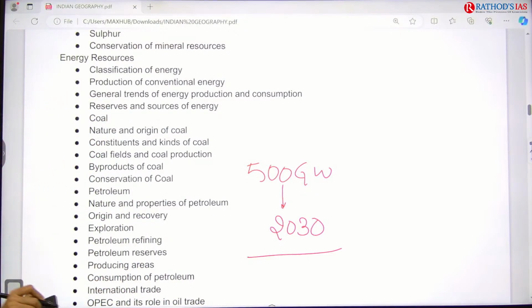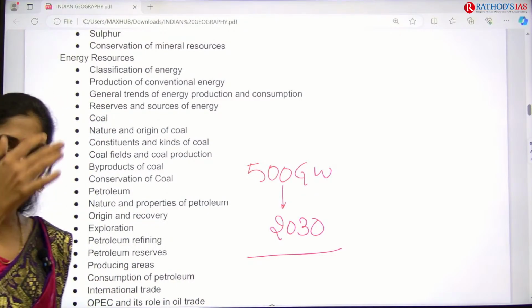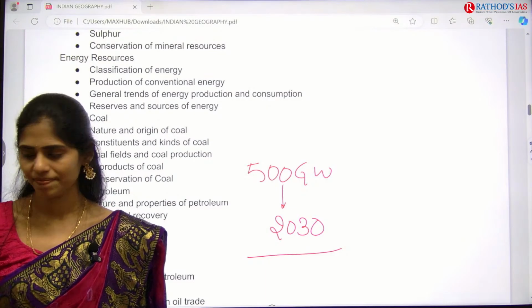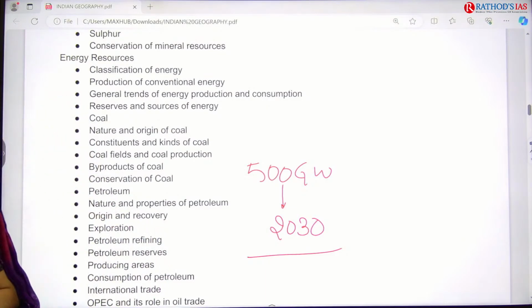Okay, let it be. I will let you know which are the schemes. I will give you the PDF after at least completing half of the syllabus. Okay, this is about your energy.